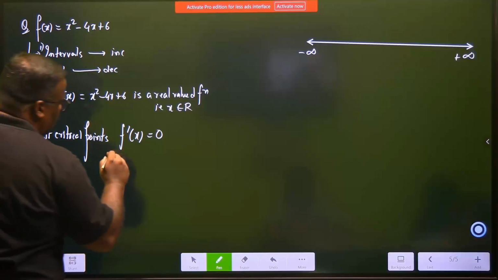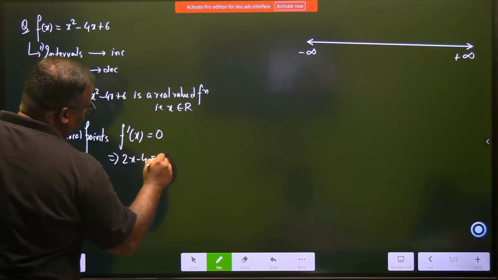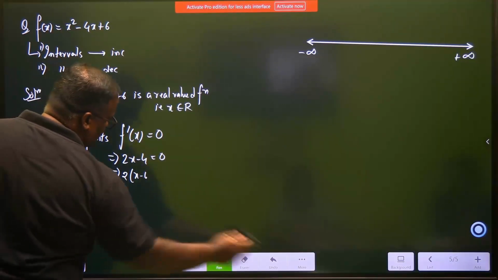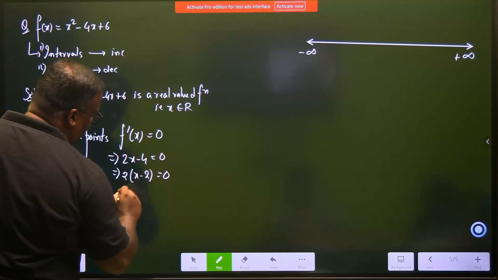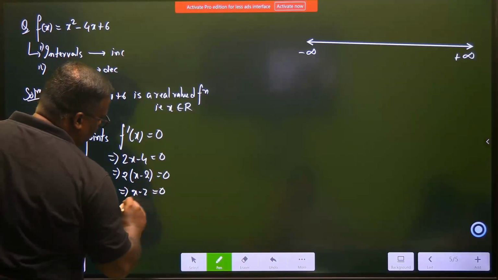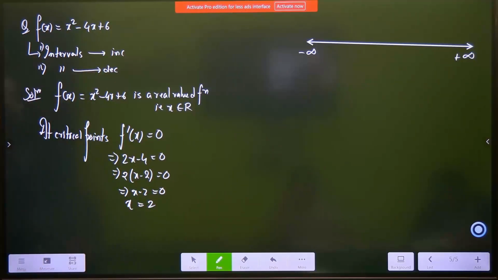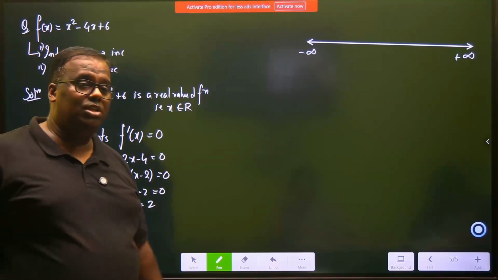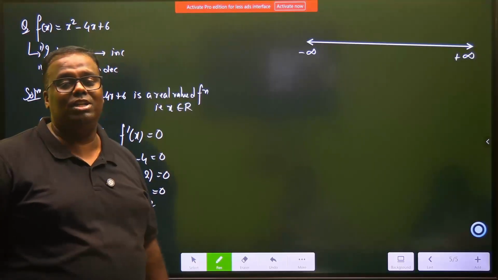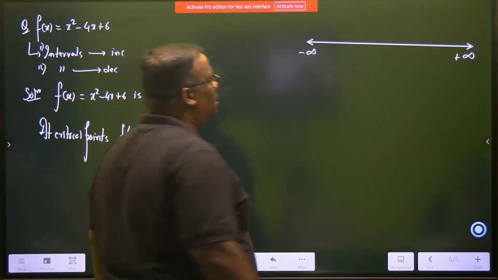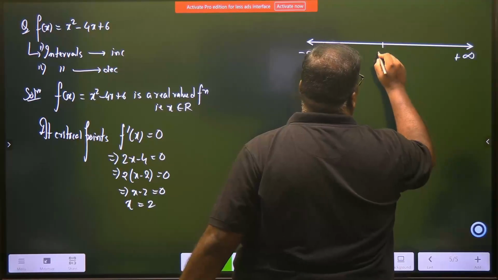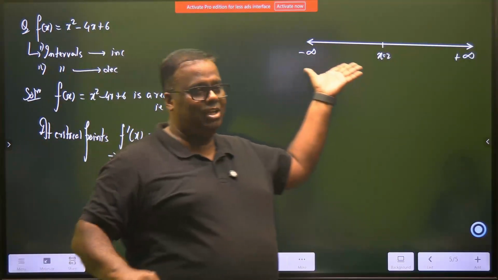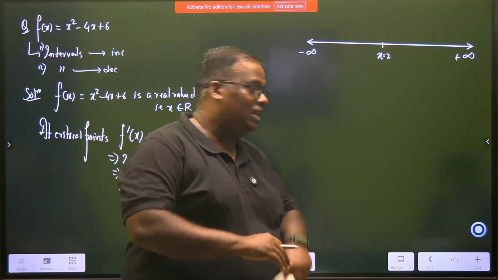So let's see. 2x minus 4 should be equal to 0, or 2 into x minus 2 is equal to 0, or x minus 2 is equal to 0, or x is equal to 2. Now what is x equal to 2, beta? X equal to 2 is a critical point. At this point, neither it is day nor it is night, right? So this is your critical point, x equal to 2. Now entire magic will happen either on this side or on this side, right?